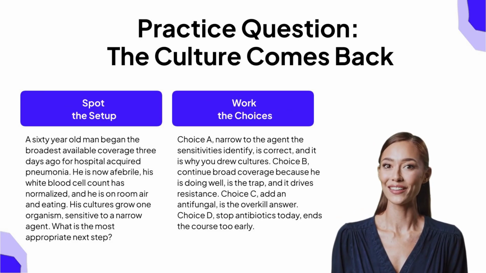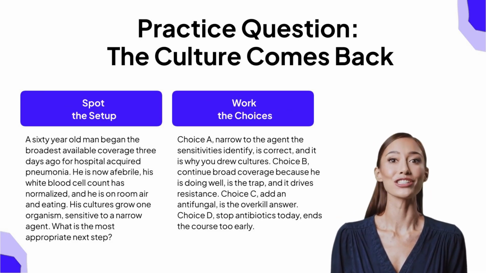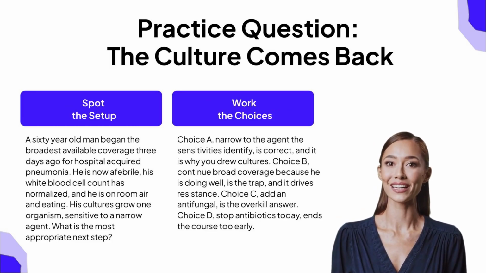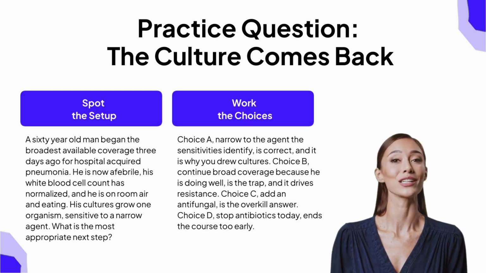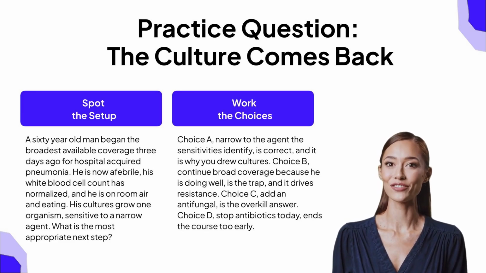Our final question, and it is pure stewardship. A 60-year-old man was started on the broadest available coverage 3 days ago for hospital-acquired pneumonia. He is now afebrile, his white blood cell count has normalized, he is on room air, and he is eating. His cultures grow 1 organism, sensitive to a narrow agent. See how the pieces fit.